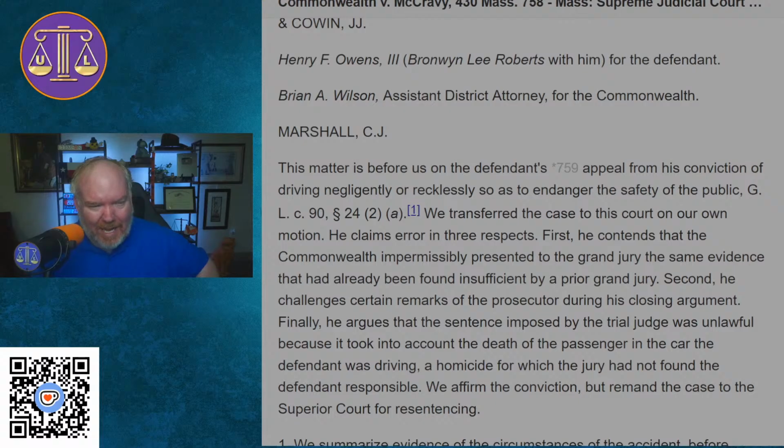All right, let's see what we got. This matter is before us on defendant's appeal from his conviction of driving negligently or recklessly so as to endanger the safety of the public. We transfer the case to our court on our own motion. He claims error in 3 respects.